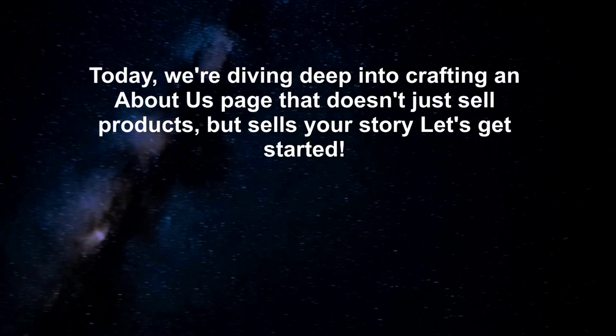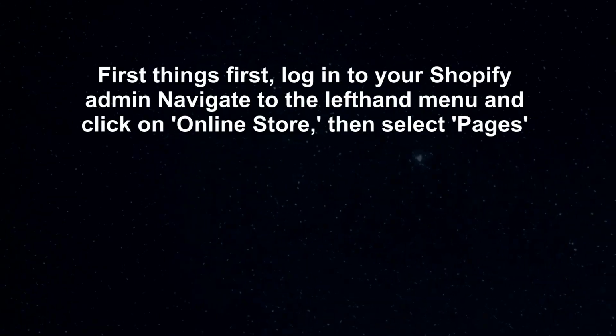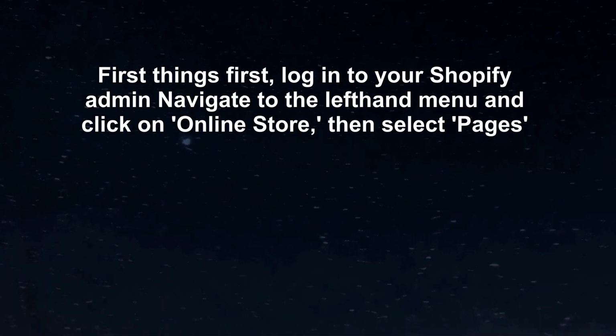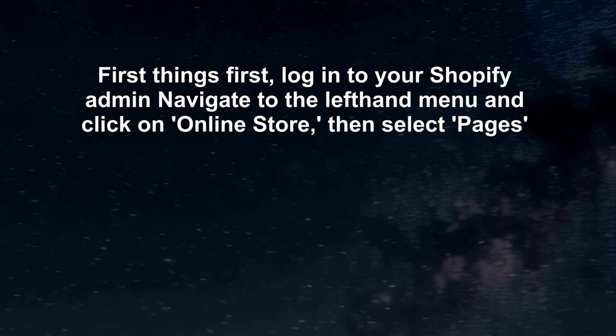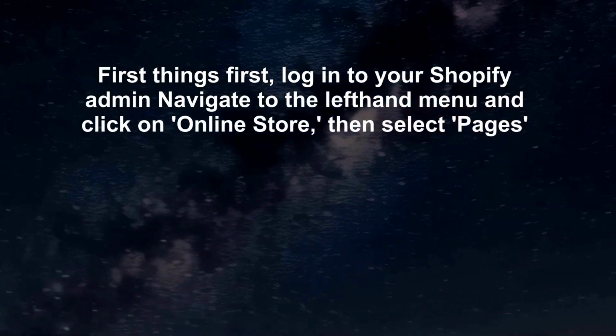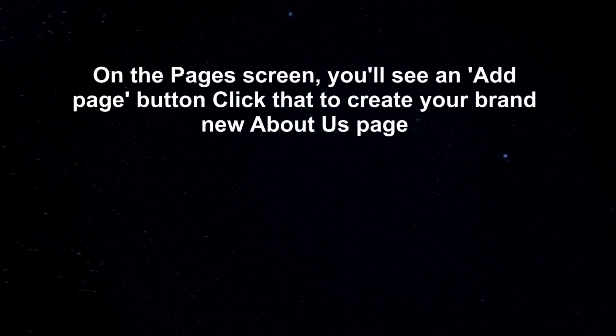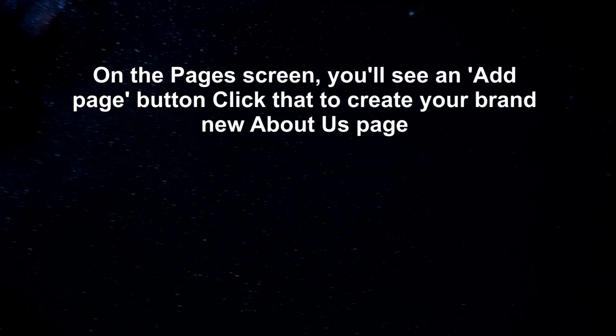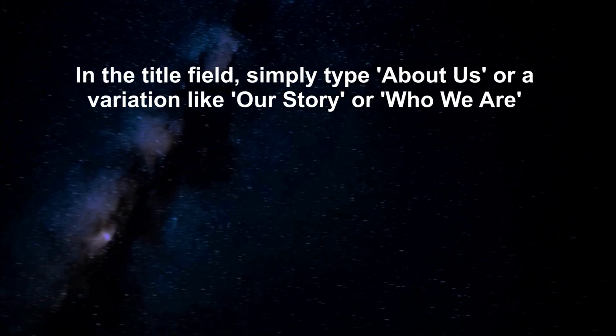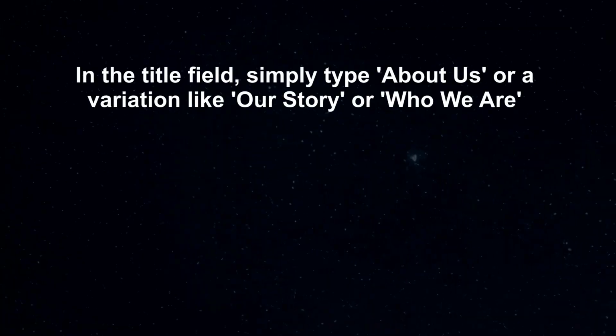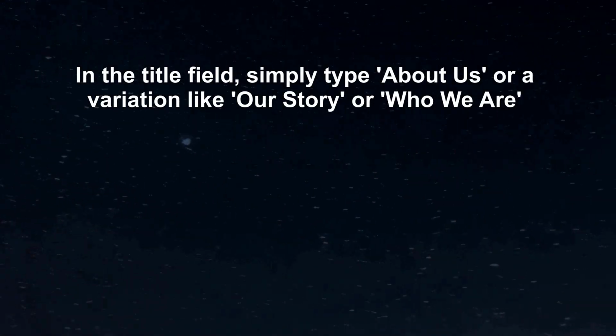Let's get started. First things first, log into your Shopify admin, navigate to the left-hand menu and click on Online Store. Then select Pages. On the Pages screen, you'll see an Add Page button. Click that to create your brand new About Us page. In the title field, simply type About Us or a variation like Our Story or Who We Are.